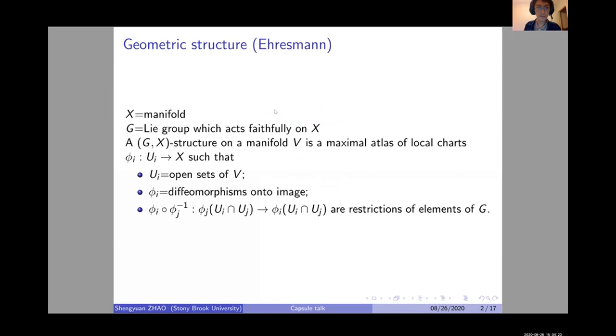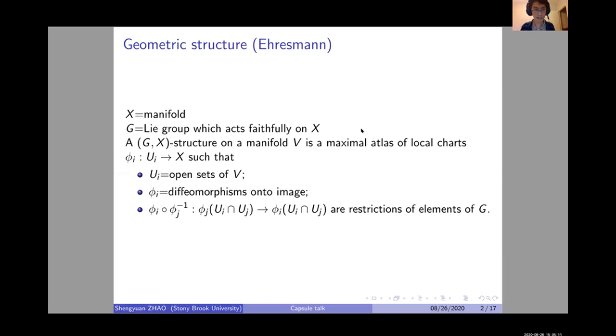So the usual definition of a manifold is you have a bunch of local charts and then you glue them together with some diffeomorphism. And now you want to add some conditions on these changes of coordinates. So we need at first a model space, which is a manifold X with a faithful action of a Lie group on it. And then I say that a geometric structure on the manifold modeled on X is just an atlas such that the local charts are open subsets of the model space X and the changes of coordinates are restrictions of transformations in the Lie group G.